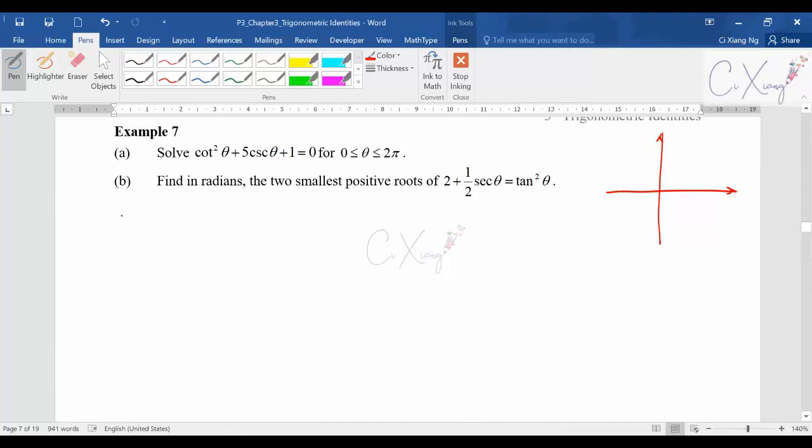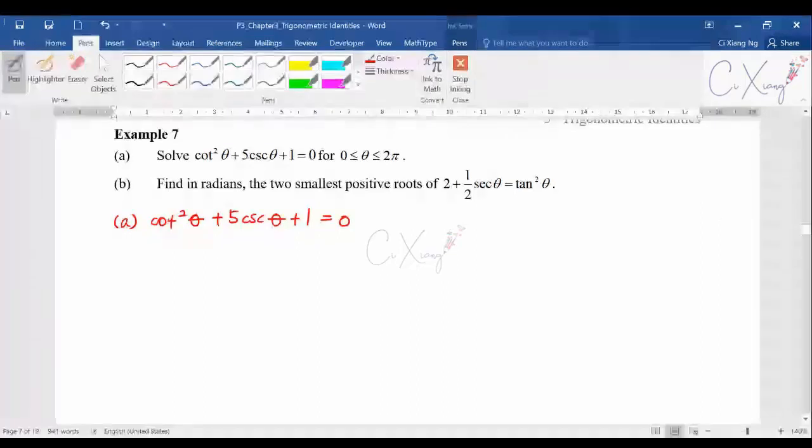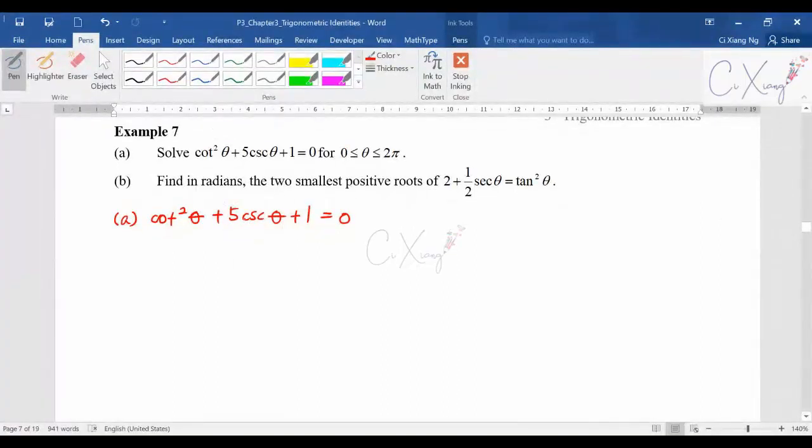Okay, so I will just show you the details here. How are we going to solve? So first part, 7a. They want you to solve this equation, cotangent square theta plus 5 cosecant theta plus 1 equals 0, and the answer that they want is from 0 until 360. Now, if you are having cotangent and cosecant at the same time, you cannot solve the equation. You have to change everything into one type of trigo only.